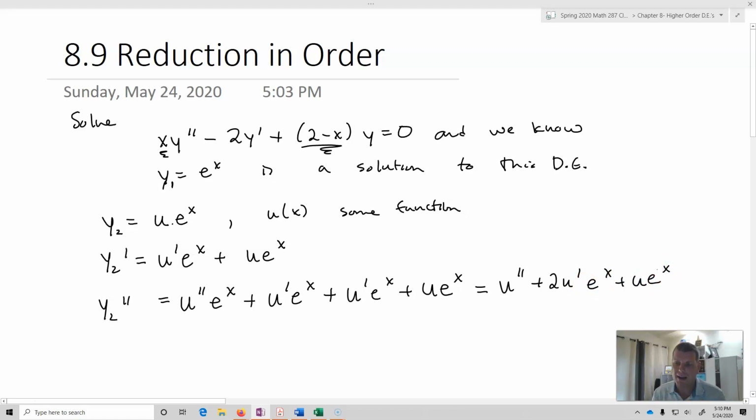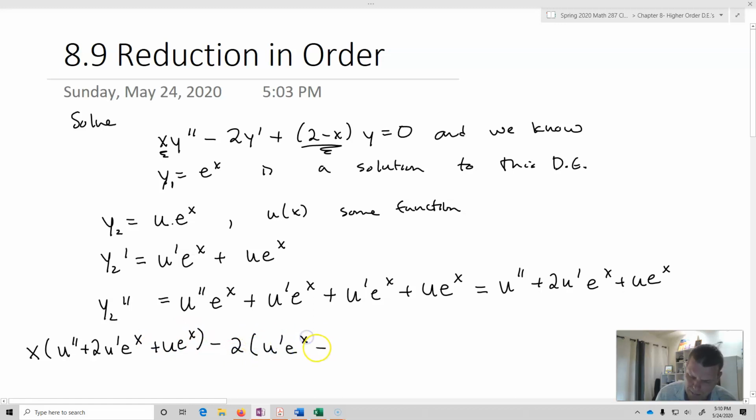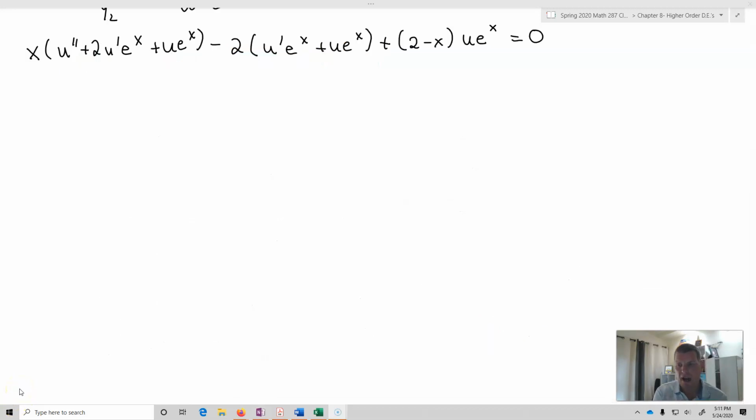Then we're going to resubstitute that back into our differential equation. So this is now x times u double prime plus 2u prime e to the x plus u e to the x, minus 2 times u prime e to the x plus u e to the x, plus 2 minus x u e to the x equals 0. What we're going to do now is situate this so that we can simplify it, and it's going to turn into a first order linear differential equation. So that's what we want.